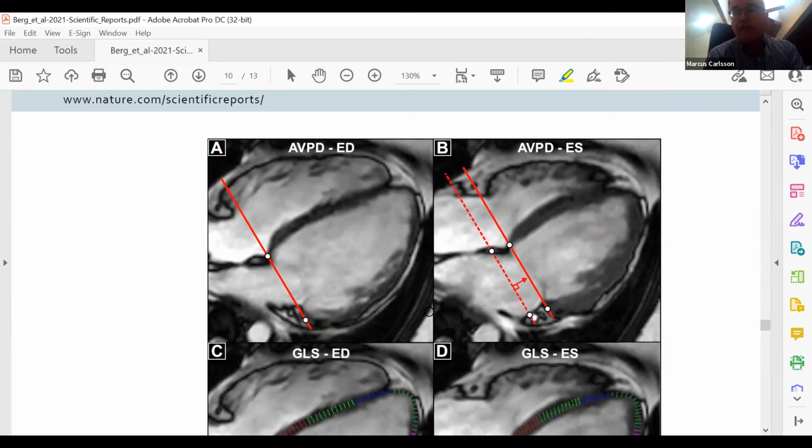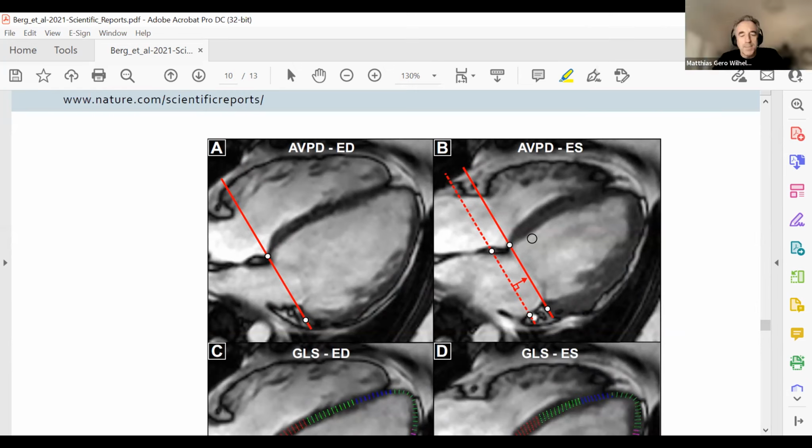Yes, it is. If you would not collect your images perpendicular to the left ventricular true axis or the AV plane, then yes, it will be a problem. Yeah, I think that's correct. I also think that would be correct for strain.